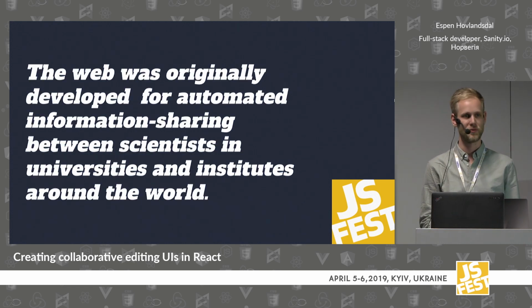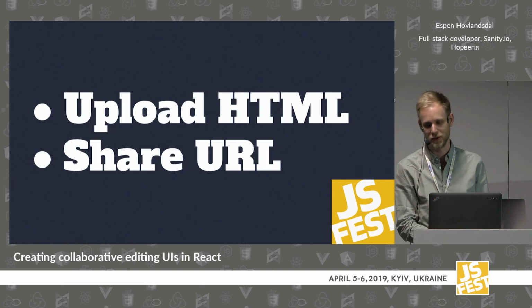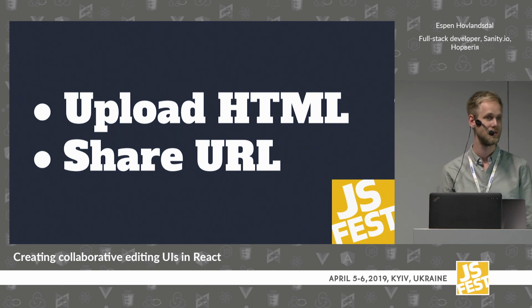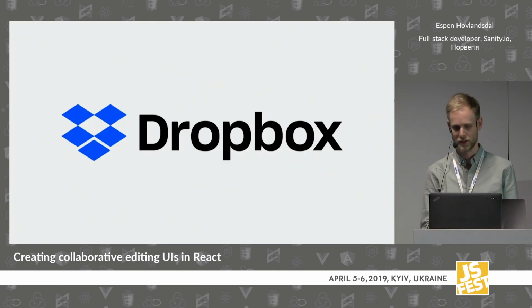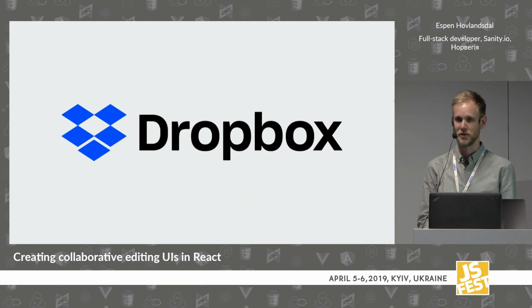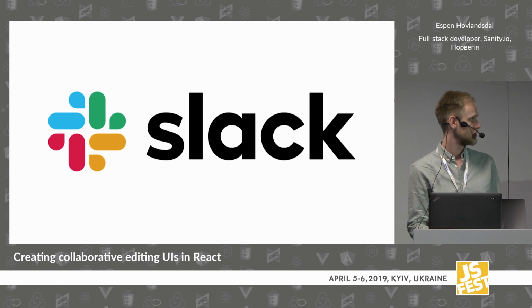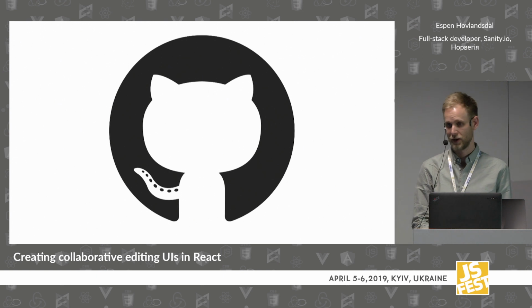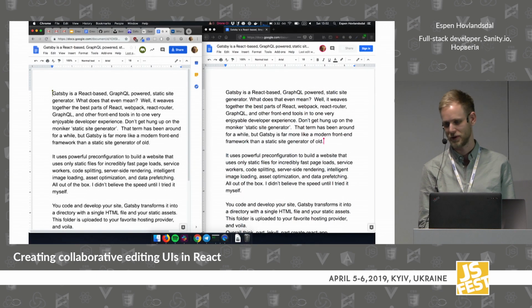The original intention was for information sharing between universities, and way back in the day, you used to upload some HTML and you shared the URL for that, and that was collaboration in its purest form. And if you fast forward a few years, we got some pretty awesome new services like Dropbox, which allows you to synchronize files. And you have Slack, which allows you to collaborate in real time, chat, share files, all that kind of good stuff. And for us developers, we have GitHub, which allows us to collaborate on code. And yeah, bug reports and all that kind of good stuff.